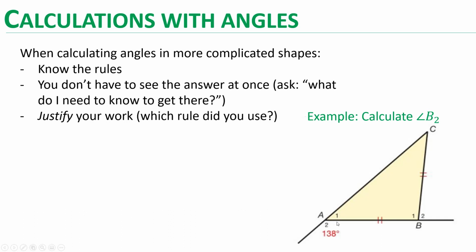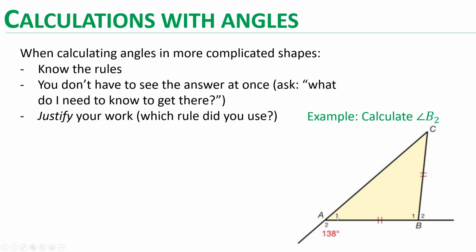Well, A1 forms a straight angle together with A2, and I know A2. So that's enough. A2 is going to help me to calculate A1. A1 is going to help me to calculate B1, and then B1 is going to help me to calculate B2. Now that I know my path, I'm going to write this down step by step.